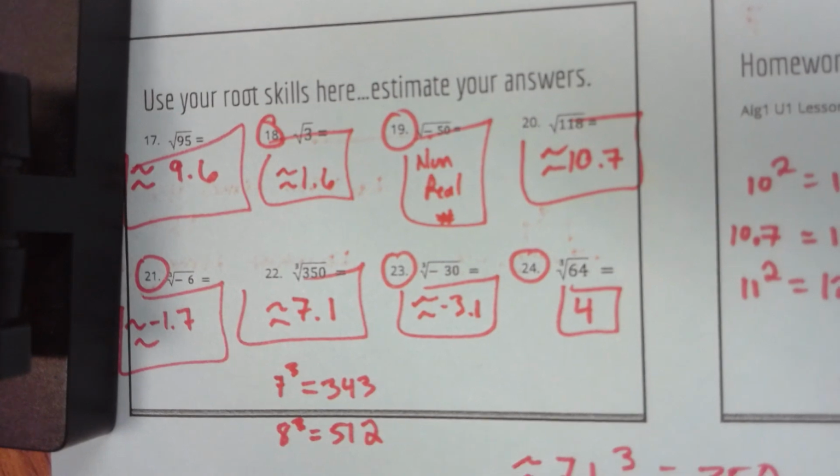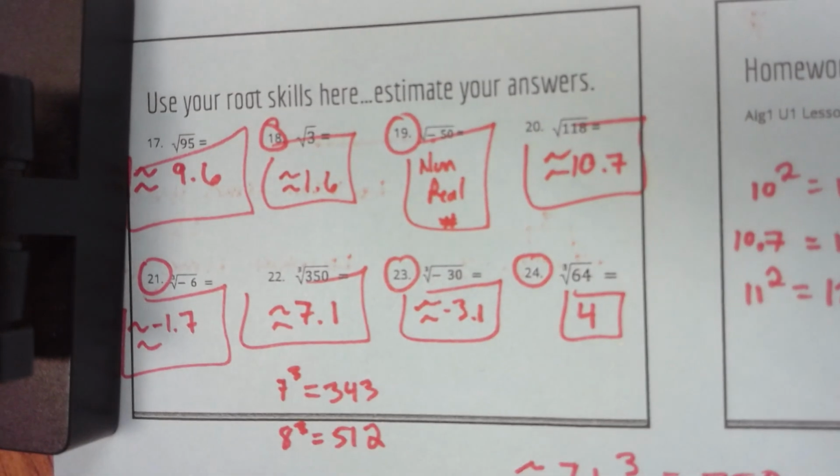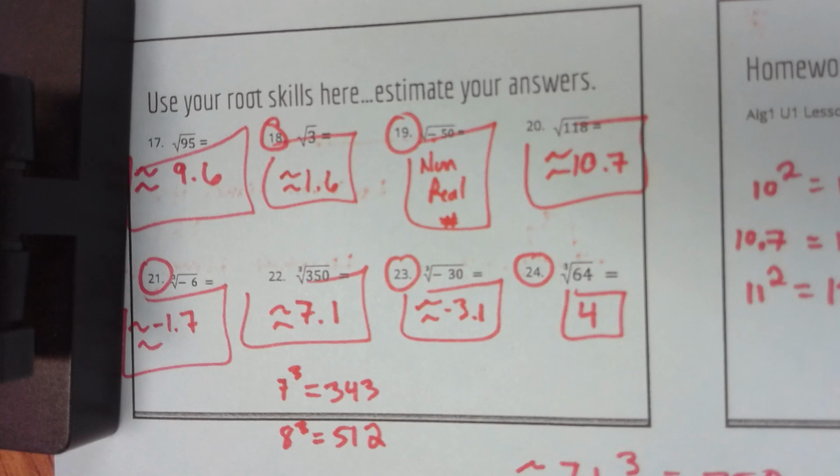So let's see, which ones do we have to do? 18, root 3, I said is approximately 1.6. As long as you're giving me a number between 1 and 2, I'm not going to count them wrong. Okay? 1.6, 1.7. Should probably be closer to 2, since 3 is closer to 4 than it is to 1. But not by much.